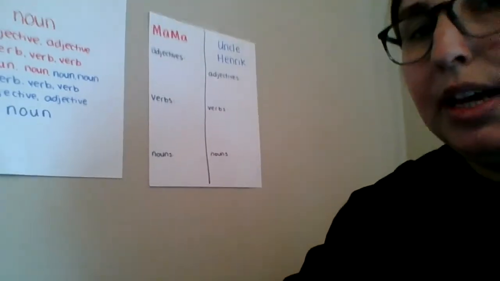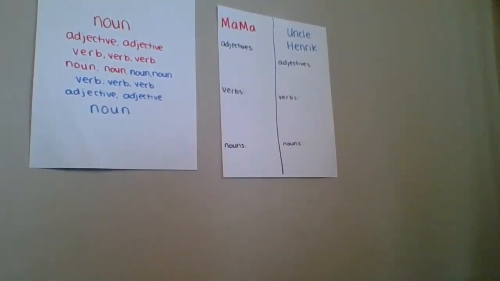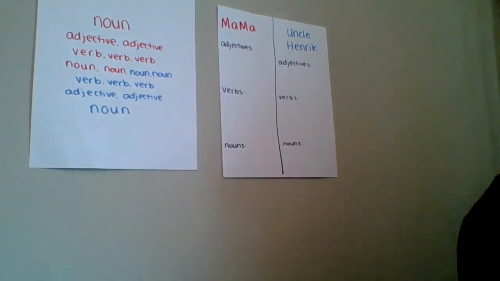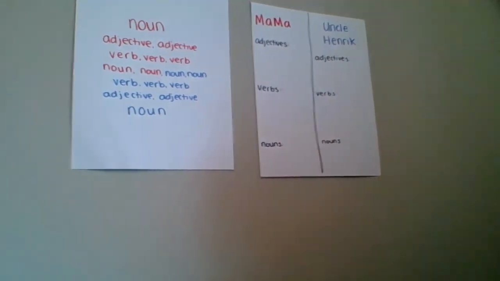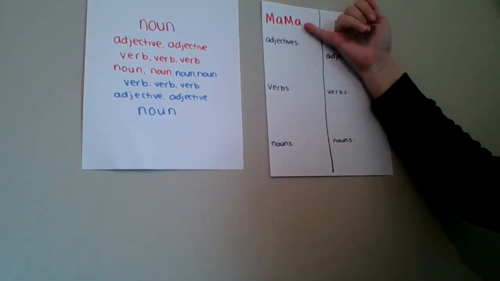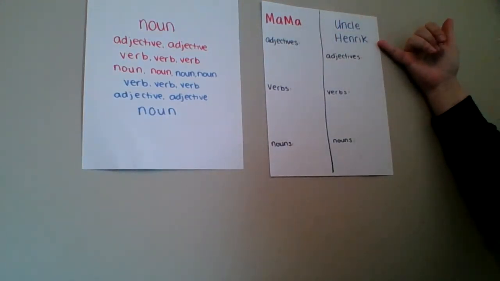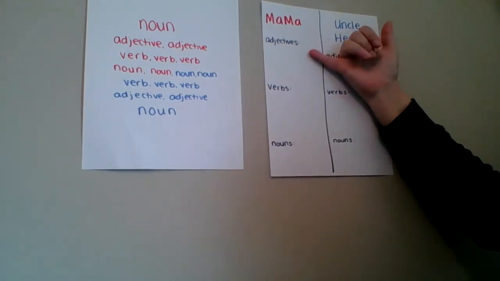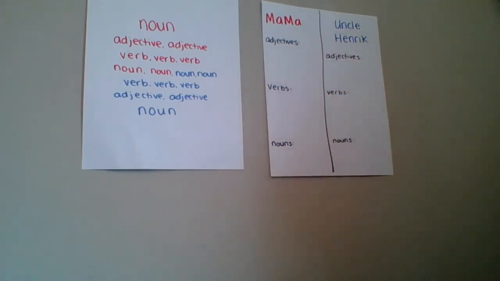There are a lot of different ways that you can be brainstorming and planning for your Diamante poem. I'm going to show you one way today, and on Friday I will show you another example of how I would plan. Now, keeping in mind all of the parts of speech of my Diamante poem, I listed Mama and Uncle Henrik. I also listed adjectives, verbs, and nouns for each. I split my planning page up in this way because I know these are the types of words that I'm going to have to write in my poem.